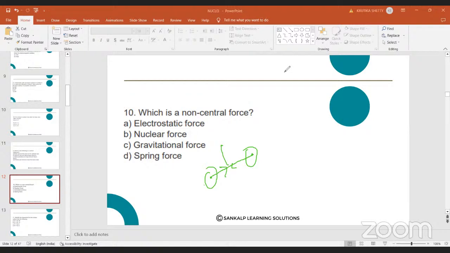C. Yes, it is B, nuclear force. Here the electrostatic force between the charges, gravitational force between the masses, and the spring force are central forces, but the nuclear force is a non-central force. It is a non-central force as well as charge independent. Then our next question.